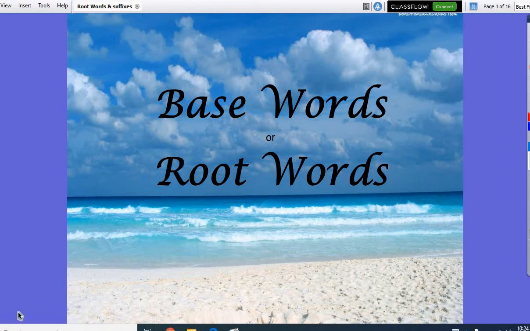Alright, so in reading this week we are working on those root words and suffixes again. And we talked about this way back near the beginning of school. So I bet once I start teaching you, you're going to remember some of these things that we learned. But we're also going to go on and learn some new things too.